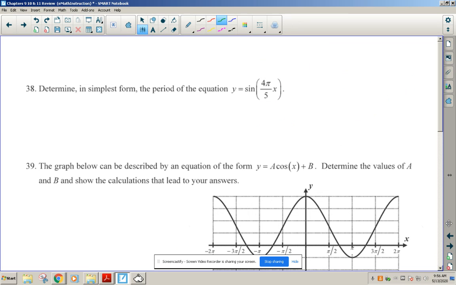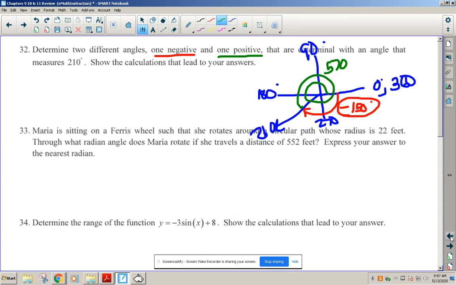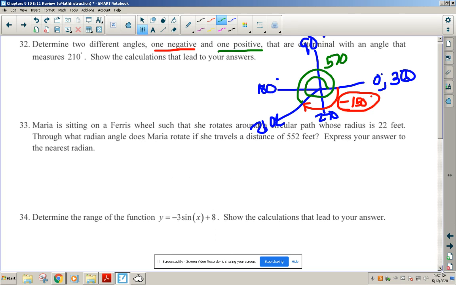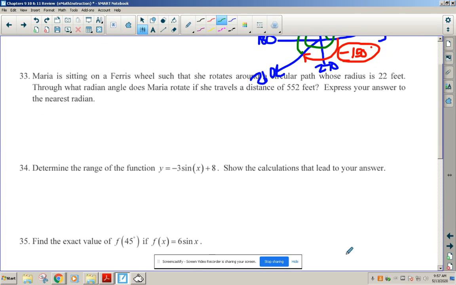34, range. Whoops. The range on 34, this is just like the problem we did a moment ago. If I'm going to get the range, here's my amplitude, here's my A. I am oscillating up and down 3 from my midline, which they're calling C in the other problem, so I'll call it C, of 8. So this means my range is going to be negative 3 plus 8.